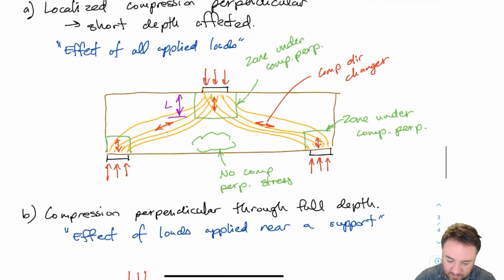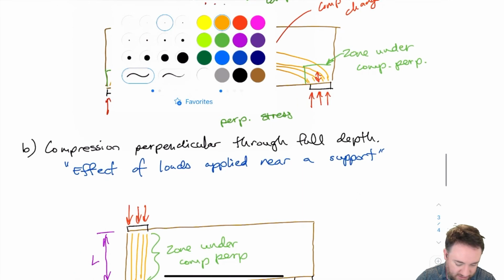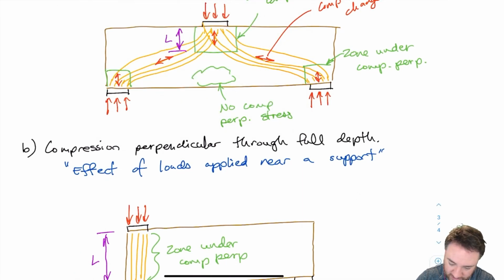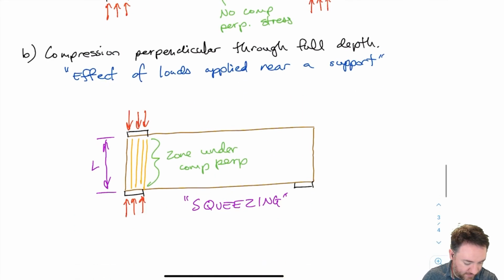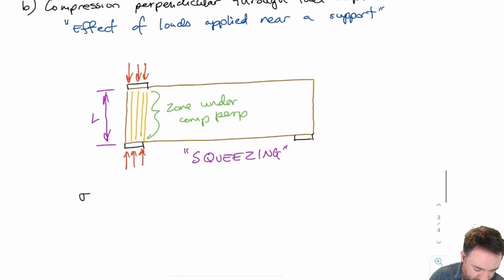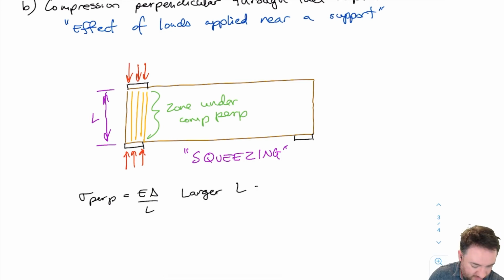And that's exactly what the standard does, and we're going to see how it does that. Okay, so to sum that up, recalling this equation, delta over L, a larger L means a lower perpendicular to grain stress for the same deflection of 1 millimeter.